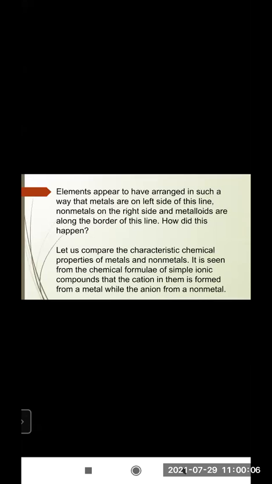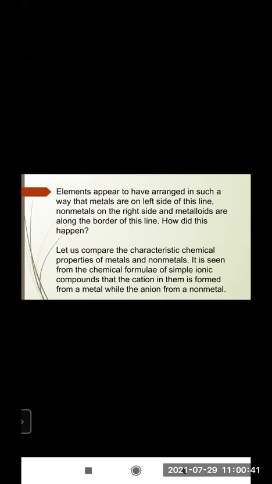Now further, elements appear to be arranged in such a way that metals are on the left side of this line, non-metals on the right side, and metalloids are along the border of this line, right? As I already told you, the same point is repeated. How did this happen? We'll see further.